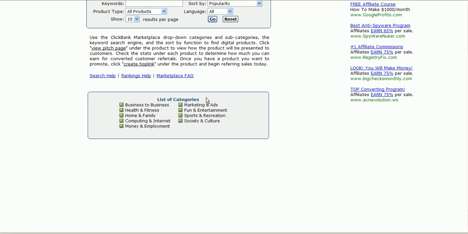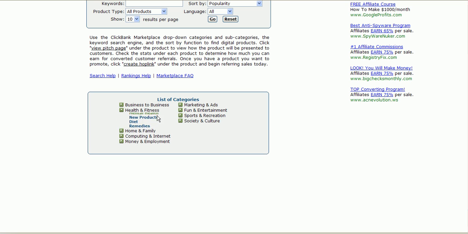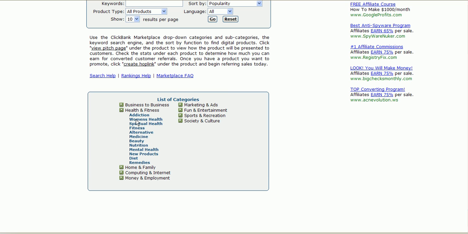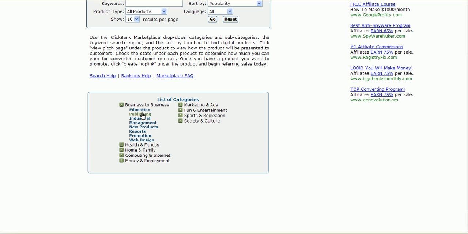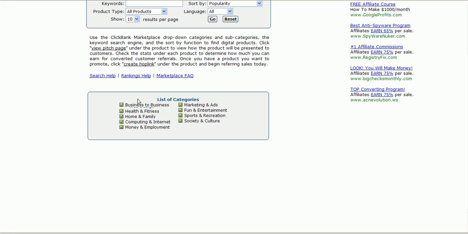You have business to business, health and fitness, home and family, computing and internet, money and employment, and you can just read each one of these different categories. You can click on the little arrows on the side to see what other kind of information is found within these categories. So you've got products for beauty, products for diet, and you can determine what products would be important nowadays. There's a lot of different kinds of information that you can find on ClickBank, so you can just browse through here and identify a category that you want to go after.